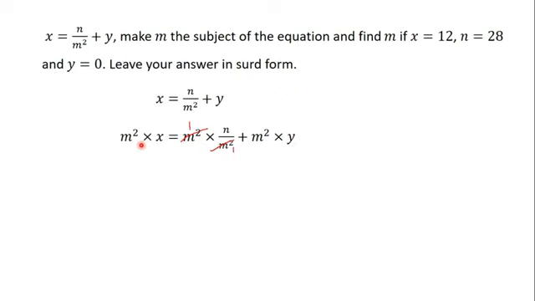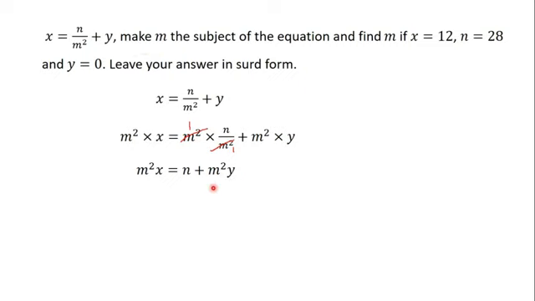Okay, let's continue. So we are going to have m squared times x. We know from algebra that is m squared x. Now this m squared is gone, this m squared is gone, so we have 1 times n, which will give us n. Then plus m squared times y. We know from algebra that one also is m squared y. Let's go to the question again.